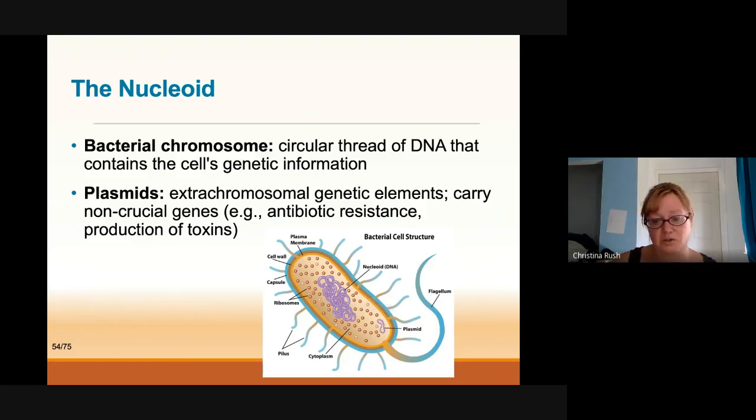In this picture, they're showing a plasmid down there, and it's just a tiny little circle of DNA. These plasmids are pretty easily shared from cell to cell. They can use the pili and send a plasmid to another cell. There are also viruses that infect bacteria that can easily pick up plasmids and transmit them from cell to cell. So this is one way that antibiotic resistance can spread very quickly, through this plasmid transfer.